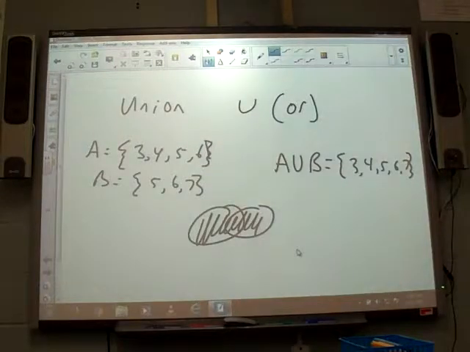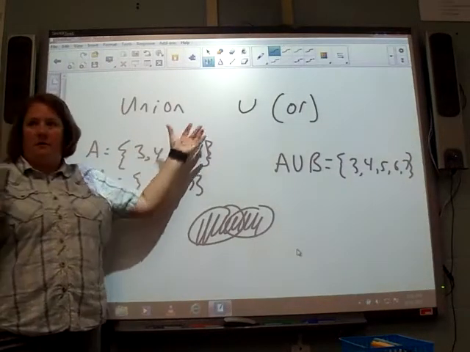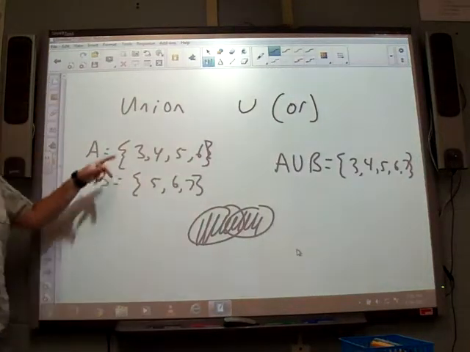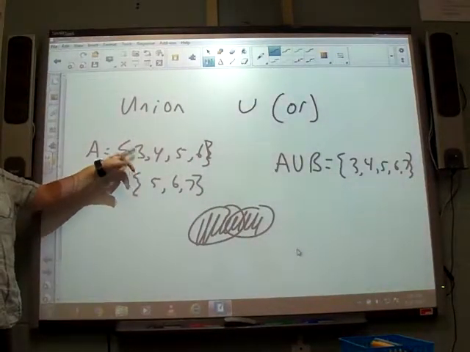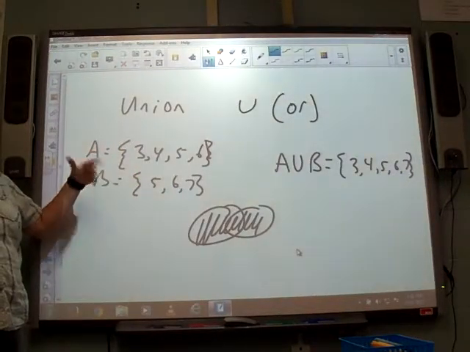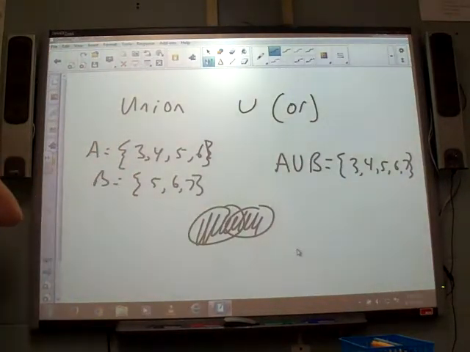Everybody okay on that? If it's in one, you can be there. You said, well, 3's not in that one. Yeah, but it's in this one. So 3 is in either A or B. It's in one or the other. Okay? All right.